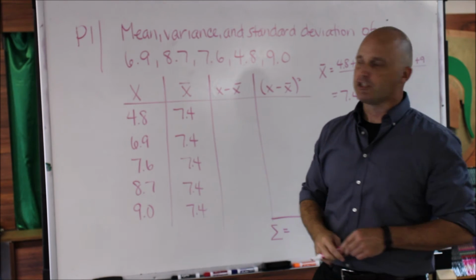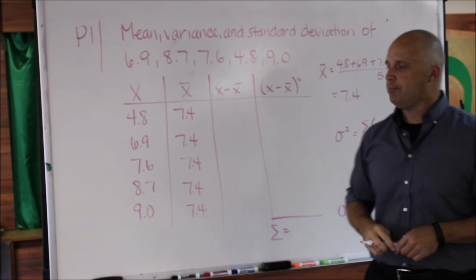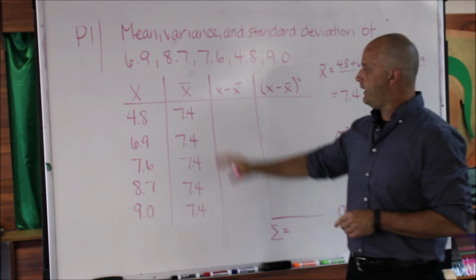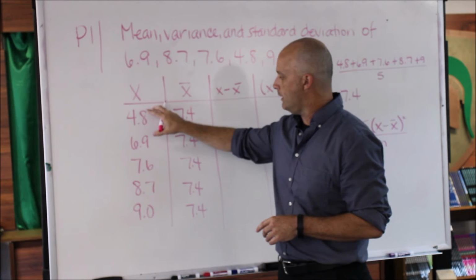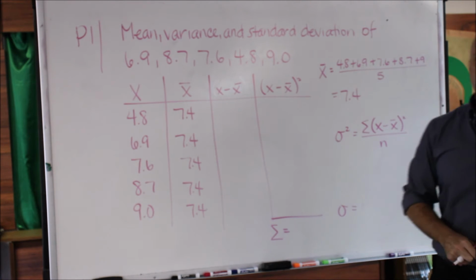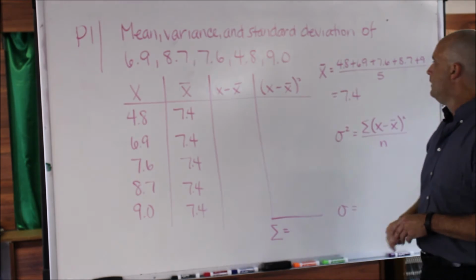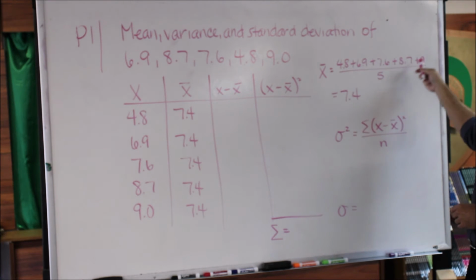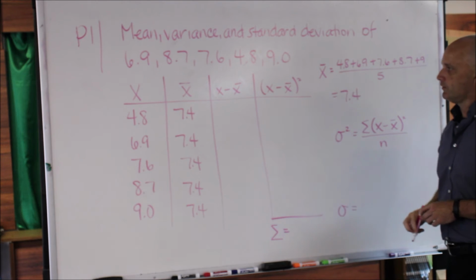For problem number 1 in this section, we're going to find the mean, variance, and standard deviation of the numbers 6.9, 8.7, 7.6, 4.8, and 9.0. So what I've done is I've gone ahead and arranged columns and rows, and you can see that I prefer to have all these numbers in ascending order. So 4.8 down to 9.0. Now the first thing that we're going to do once we've established what our x values are is find the mean of all those x values. So the mean is going to be 4.8 plus 6.9 plus 7.6 plus 8.7 plus 9 divided by 5. And that's going to give us a result of 7.4.